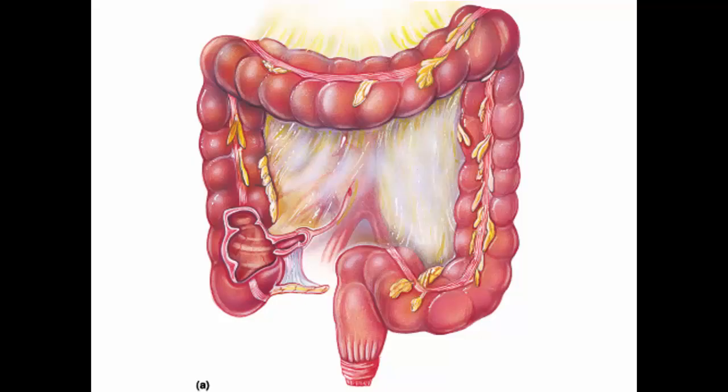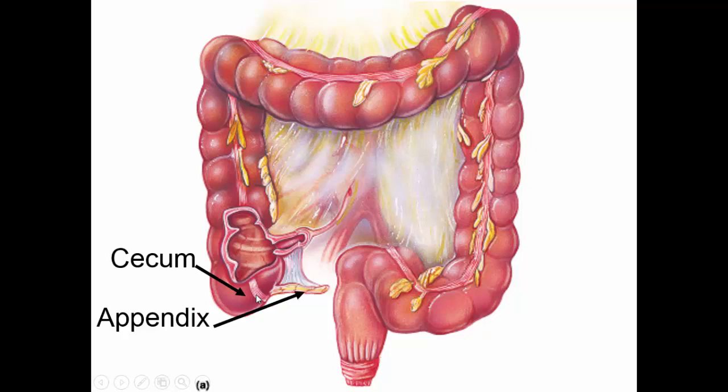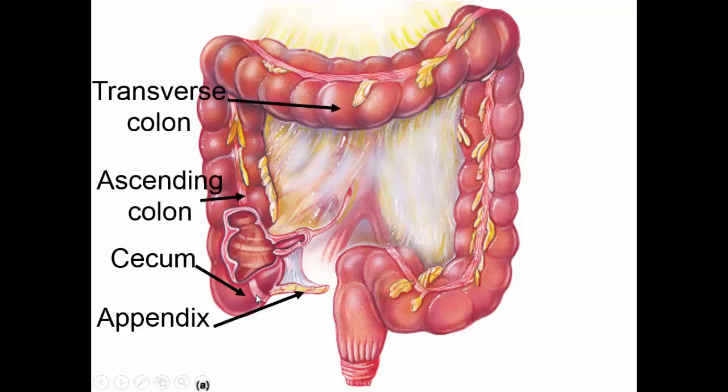Here we see a close-up view of the large intestine. This is the mesentery, which helps hold the intestine in place. And right here is the ileum, the last part of the small intestine. The cecum is this blind pouch, and attached to it is the appendix. Then we have the ascending colon, the transverse colon, and the descending colon.